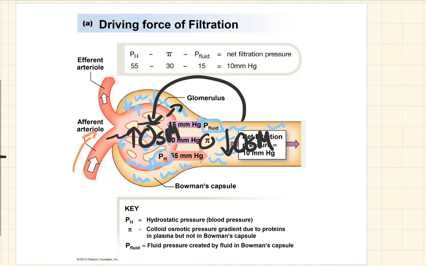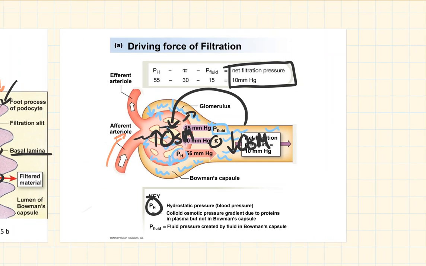However, your blood pressure is usually higher than both of those, so you get a net filtration pressure, which is the driving force of filtration. So your blood pressure is the driving force of filtration. If you have a drop in blood pressure, you will filter less blood into the kidney because you will be decreasing this hydrostatic pressure in the glomerulus. So that's the driving force of filtration.